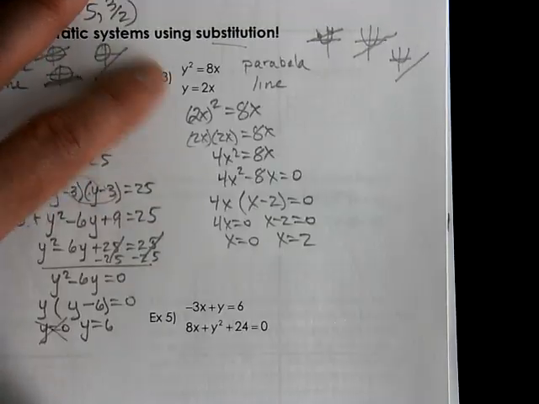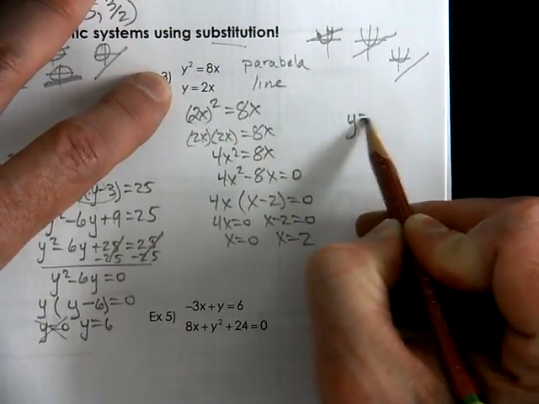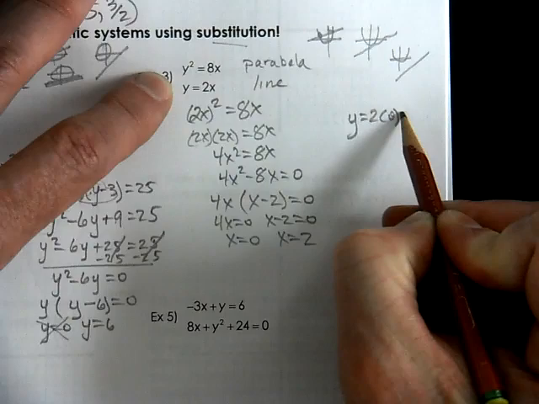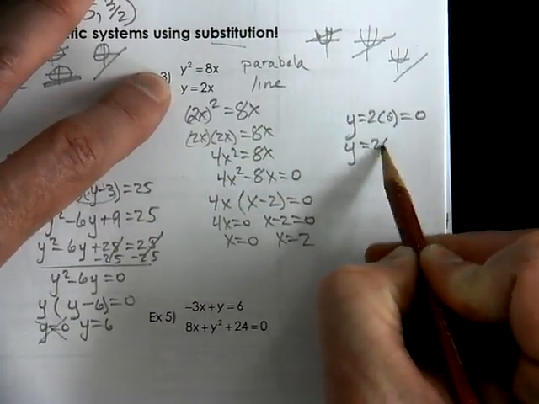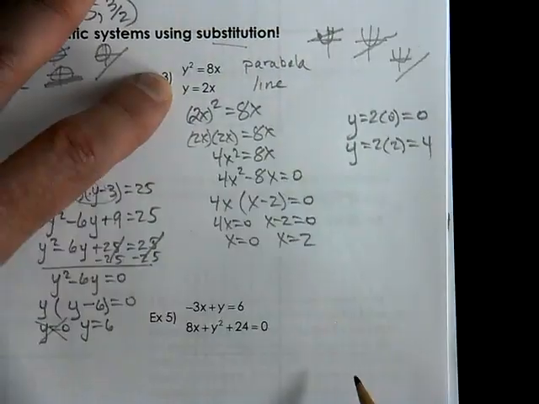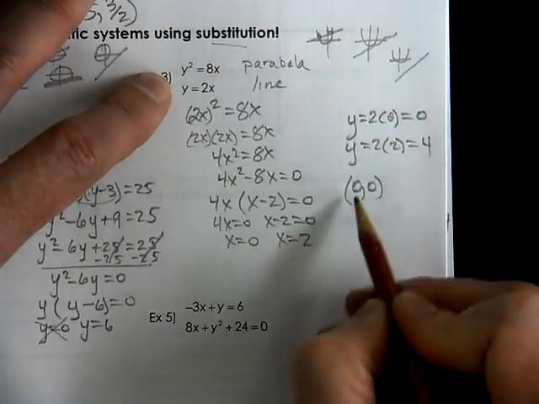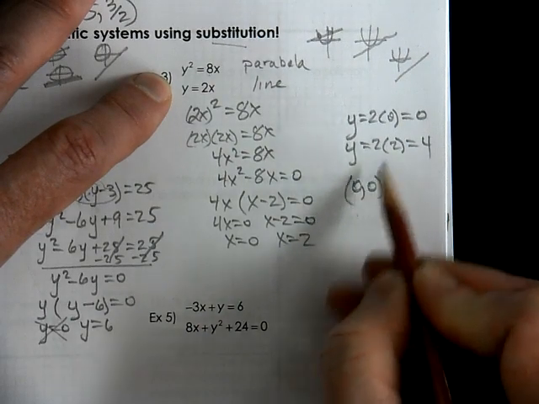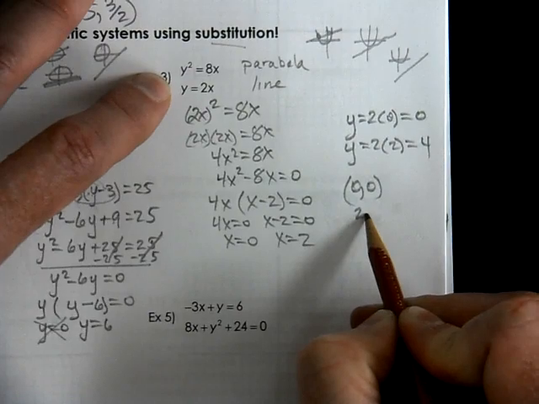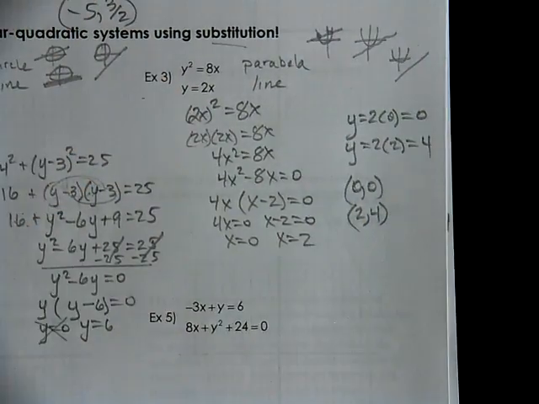So I can choose which one I want to plug it into. When x is 0, I get 0. When x is 2, I get 4 for y. So 0, 0 is the solution, and 2, 4 is a solution. Those are my two solutions.